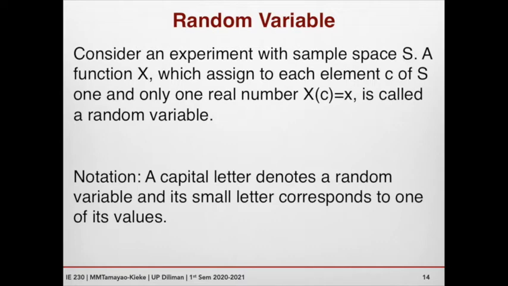More formally, consider an experiment with sample space S, a function X which assigns to each element c of the sample space one and only one real number, X(c) = x, is called a random variable. As for notation, a capital letter denotes a random variable, and its small letter corresponds to one of its values.